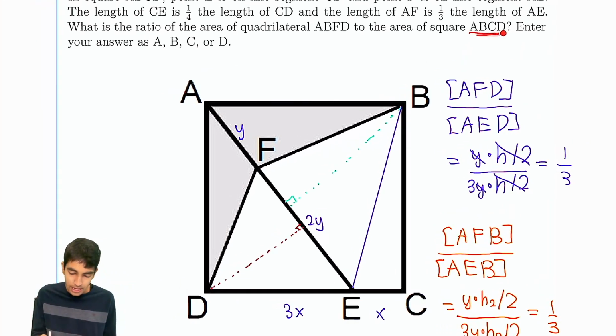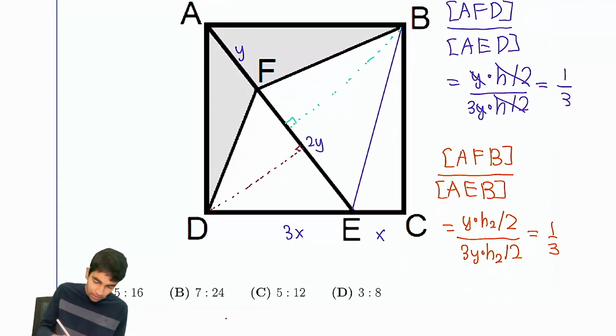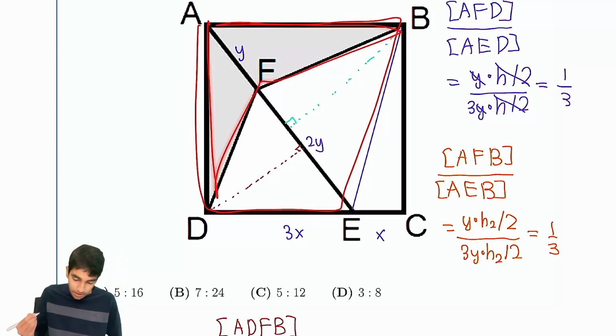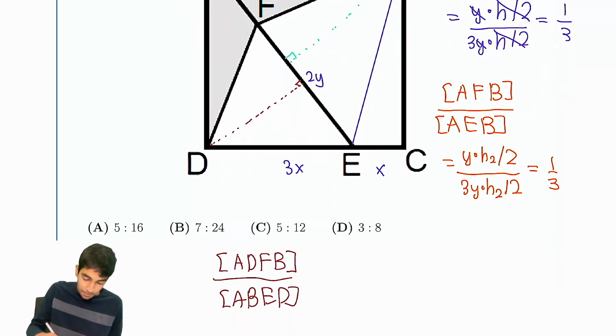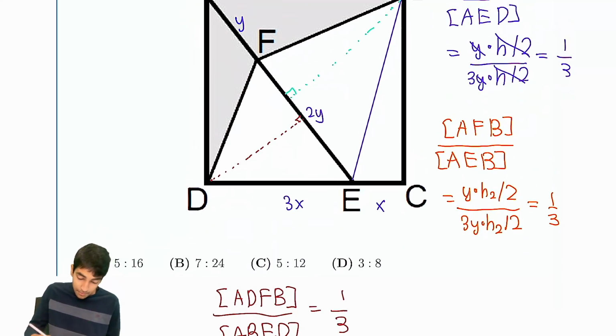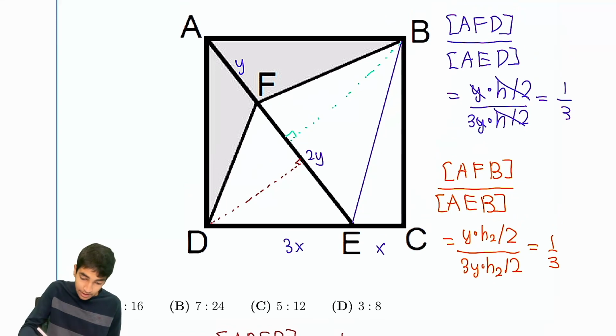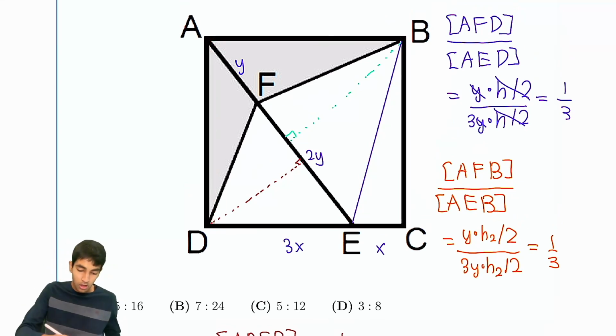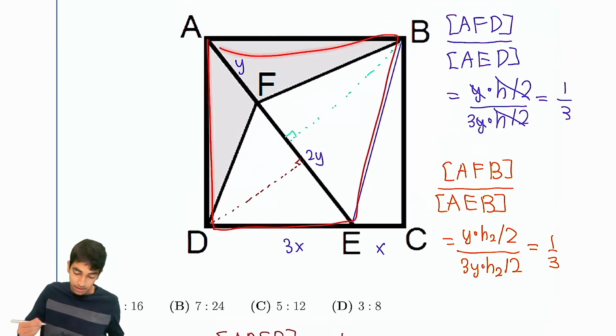We're asked to find the ratio to ABCD. So let's see what we can work out here. We have ADFB to ABED, right? That's just this thingy to that thingy is 1/3. But then we also have that now if we can find the ratio of this to the ABCD, then we'll be able to easily figure out our answer. So what's the ratio of this to ABCD?